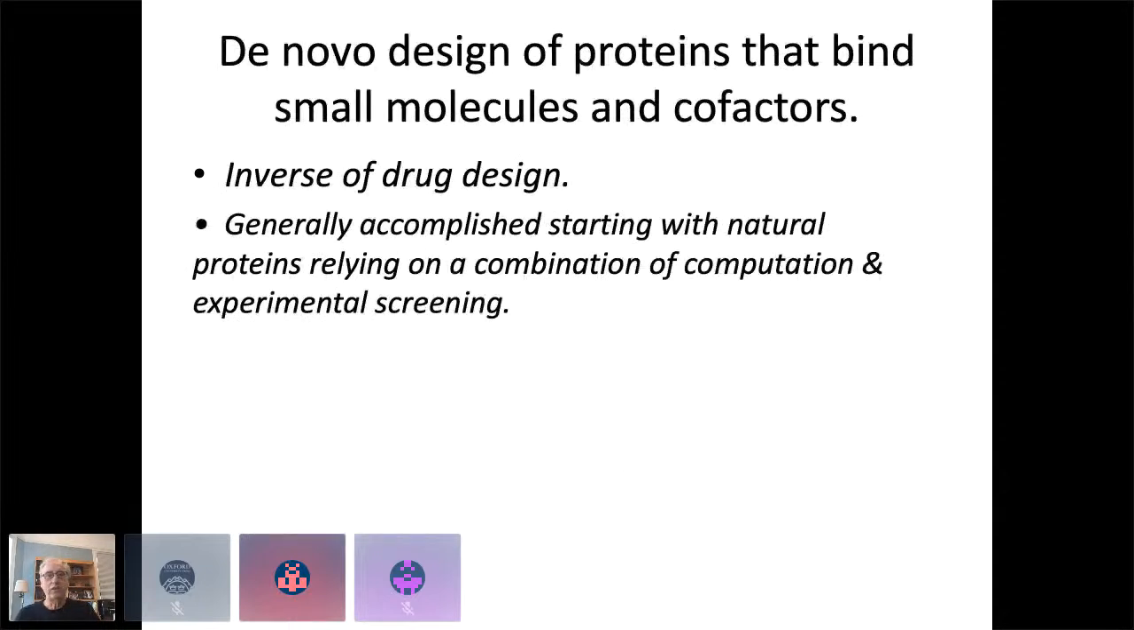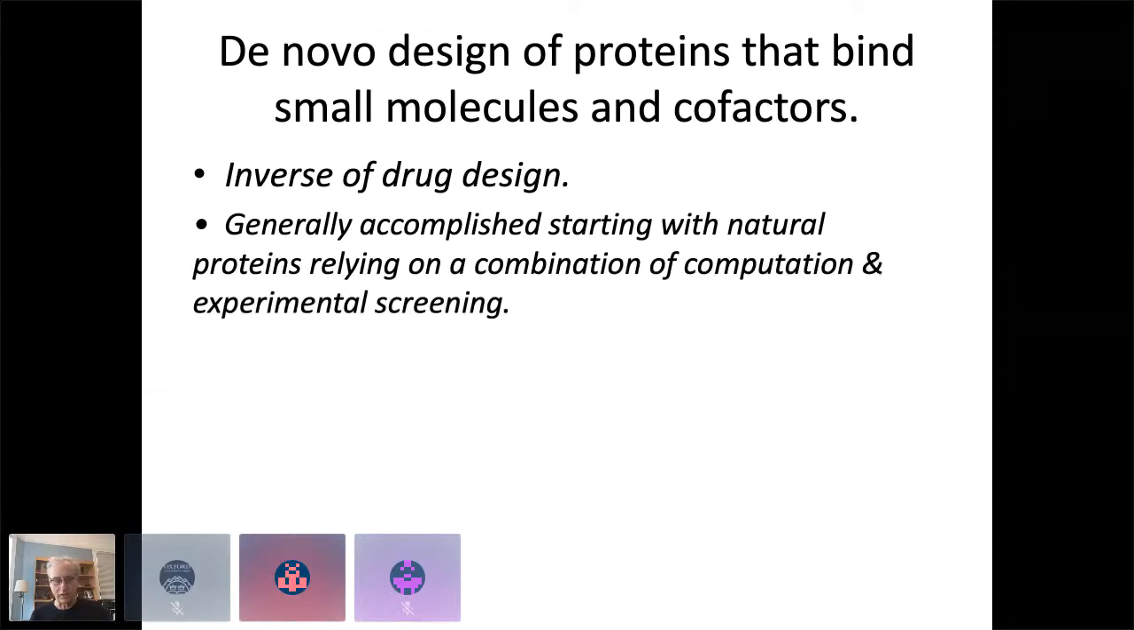I'd like to focus today on de novo design of proteins that bind to small molecules and cofactors. This is sort of the inverse of rational drug design. In drug design, you have a protein with a known pocket or cavity, and you try to make a drug that fits in there. Here we are starting with a small molecule and trying to design a protein around it that will bind it. This is one of the great difficult problems in protein design.